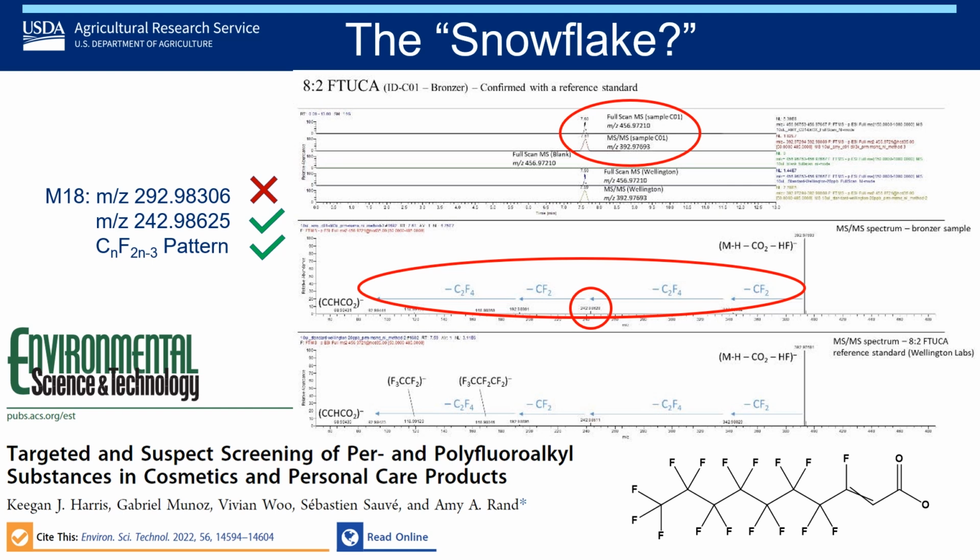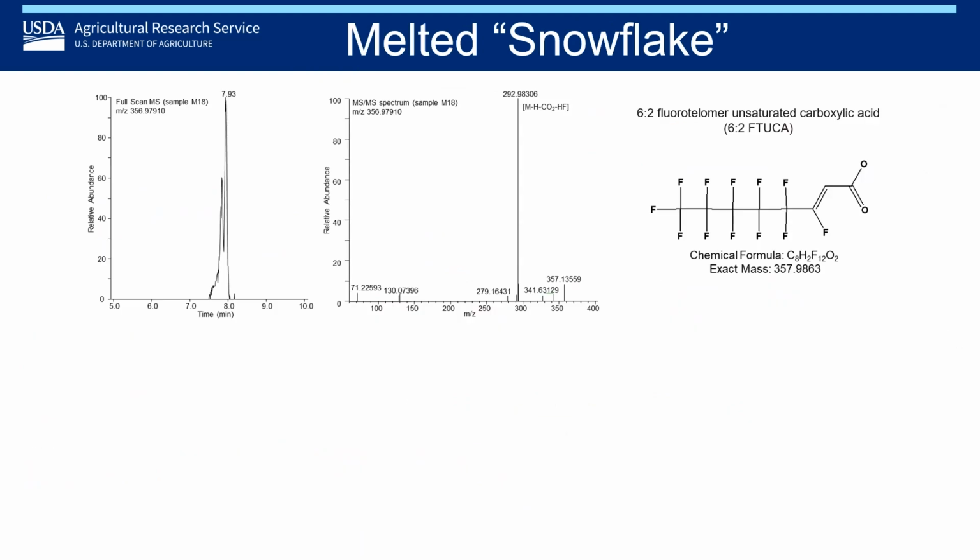MS2. So what we thought might be happening is potentially our compound might be breaking down from the initial structure into this 292, and we are not able to see the original mass fragment. And this actually ended up being what we saw. So when we looked back into our data, we found this compound, which is 6,2-FTUCA. So similar to what they found, but 2 CF2 units shorter.